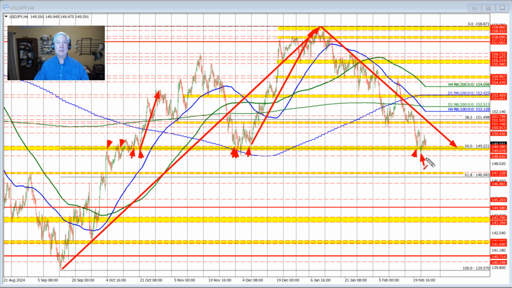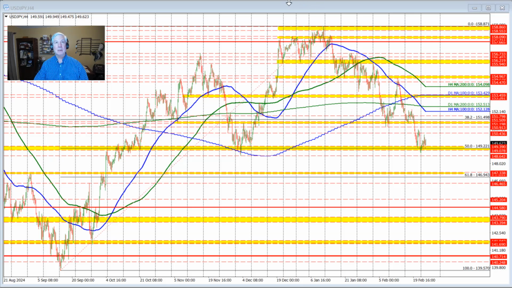It should have gone lower. It didn't. What did we do instead? We found support against it, went back within this area right here, not once but twice, and we rotated back to the upside. So even though the price has been up and down and trading here today, we did hold support near the 50% retracement at 149.22.